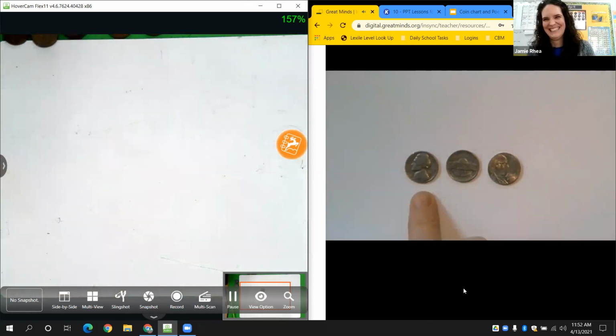All of these nickels look different from each other. So let's talk about it. Most nickels look like this. It has Thomas Jefferson. He was the United States' 3rd president, and he helped make the money system.